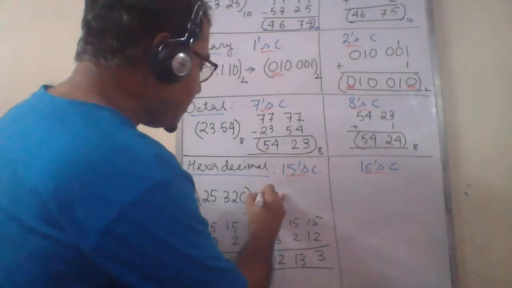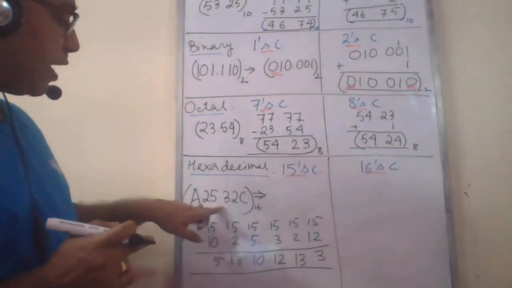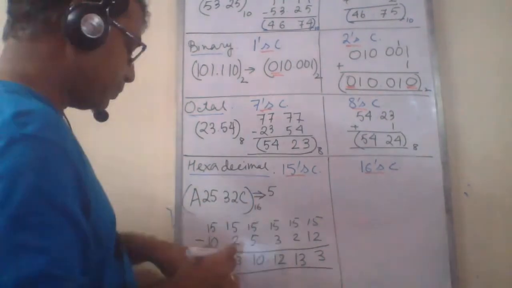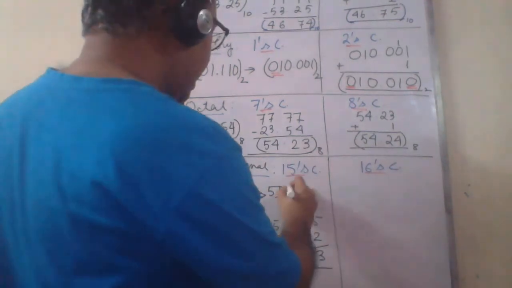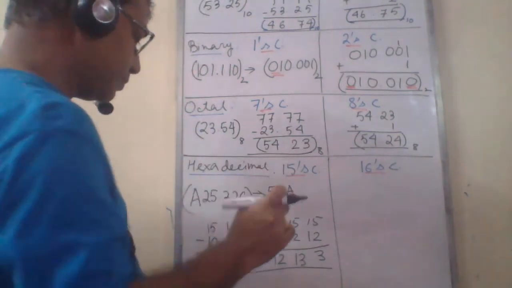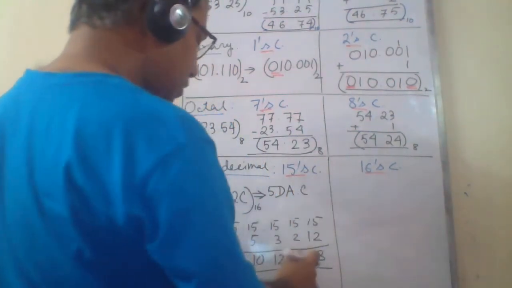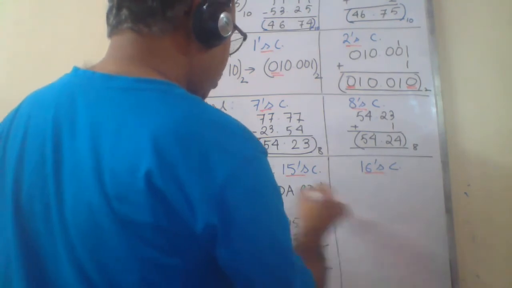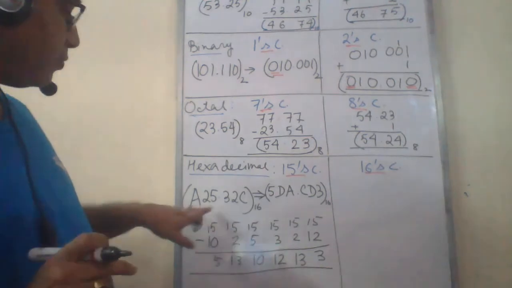So what will be the 15's complement of A25.32C? It will be 5DA.CD3. This is the 15's complement of this number.